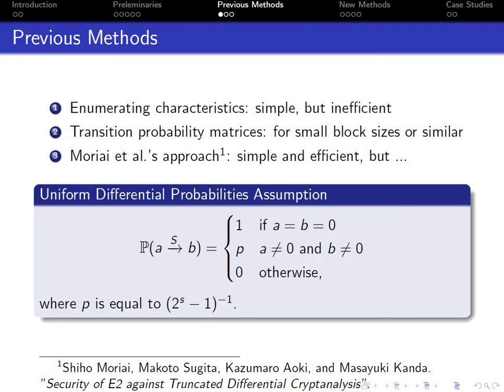Moriai et al.'s method is based on the assumption of uniform differential probabilities over one S-box. This assumption says that zero value goes to the zero value with probability 1 and non-zero value goes to a non-zero value with the constant value p, and a non-zero value goes to zero value, and vice versa, with probability 0. Note that there is no S-box fulfilling this assumption, but this assumption allows us to easily evaluate the expected differential probability of a truncated characteristic.